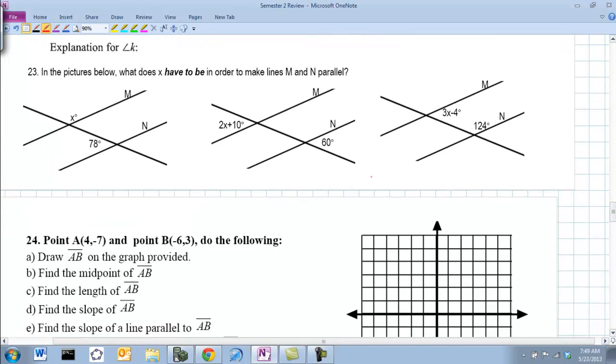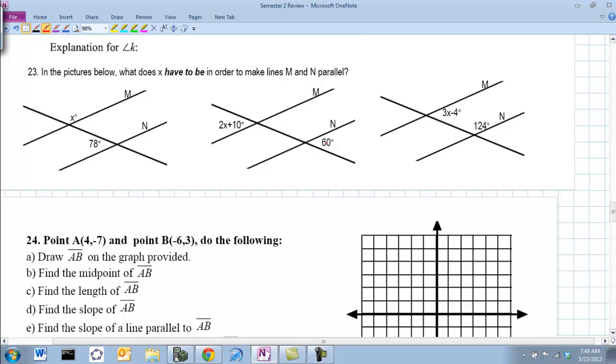Alright, number 23 is talking about what x has to be in order to make the two lines parallel. Notice how they don't have any markings on them to indicate that they're parallel. So my job is to figure out what should be there to make them parallel. The thing I remember about parallel lines is that corresponding angles have to be congruent.